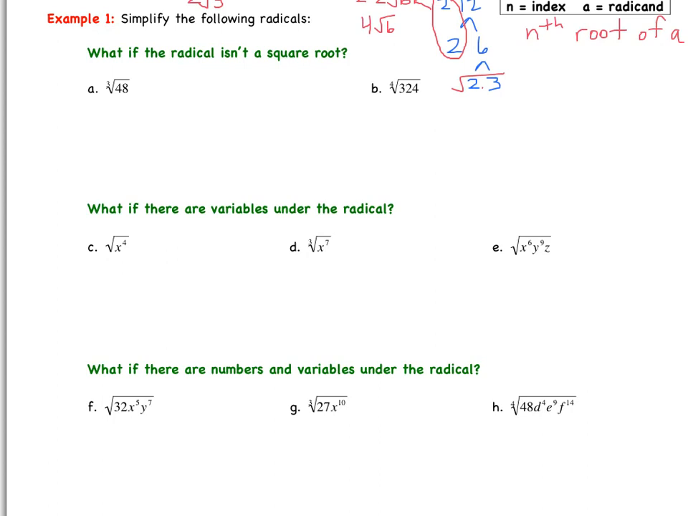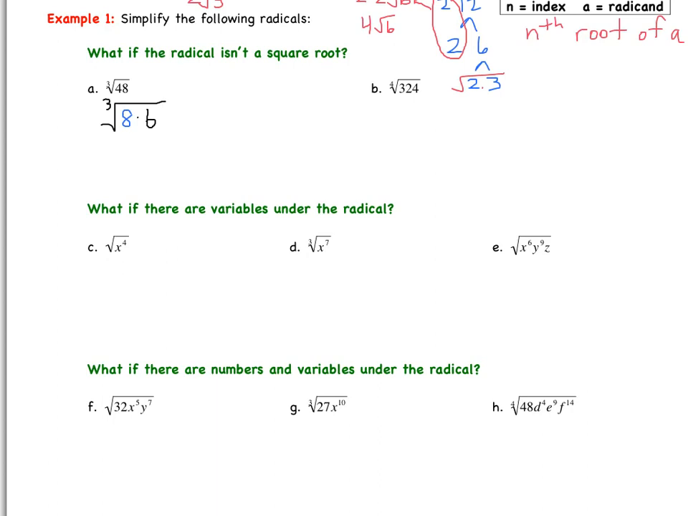Now I want the biggest power of 3 that goes into 48. So 2 cubed, 3 cubed, 4 cubed, you need to know those powers. It just so happens that the cubed root of 48, the biggest perfect third power that goes into it, is 8. And 8 goes into 48 not 16 times, 6 times.